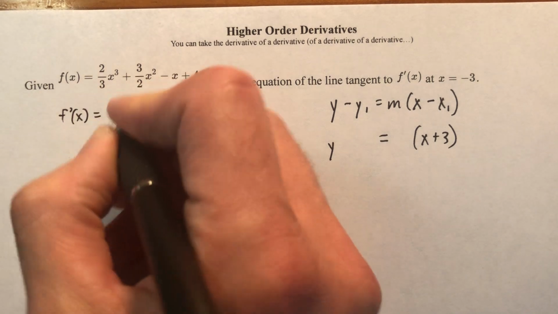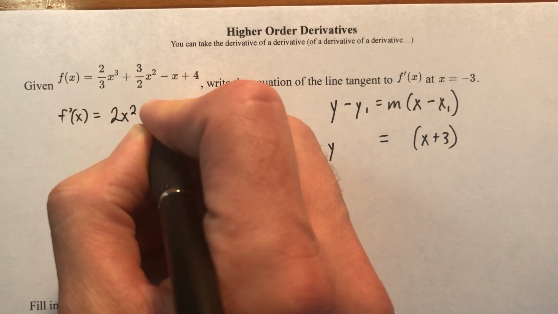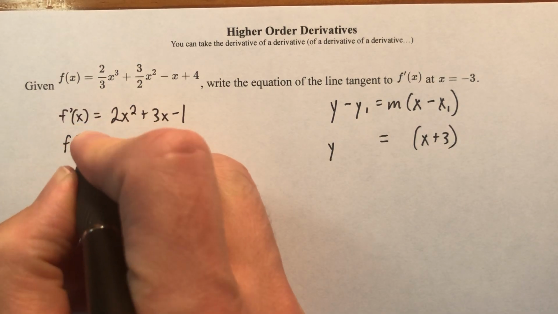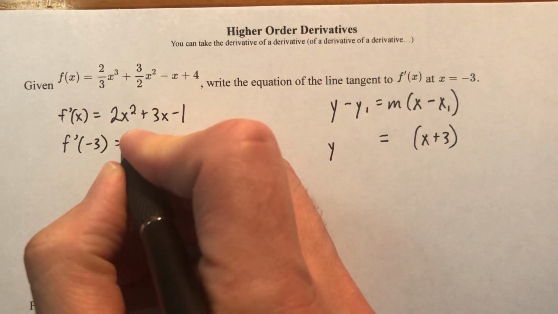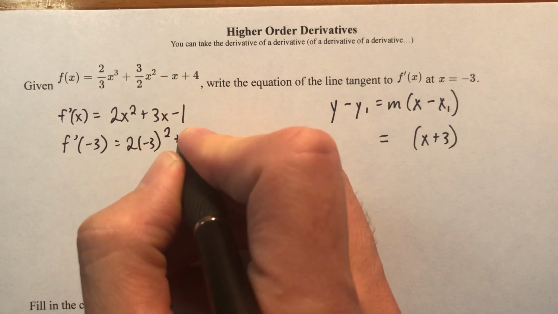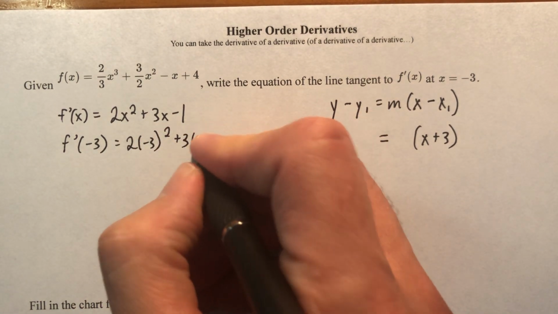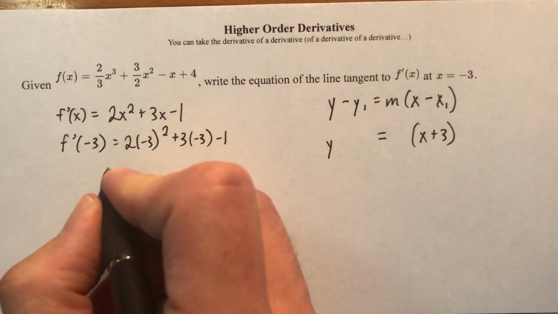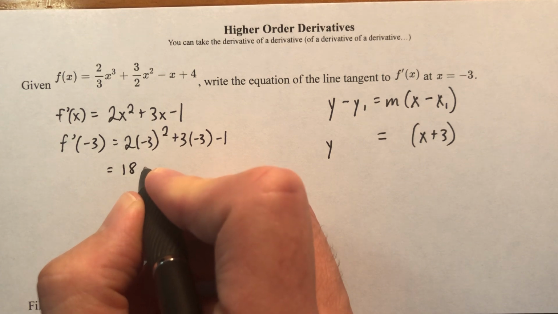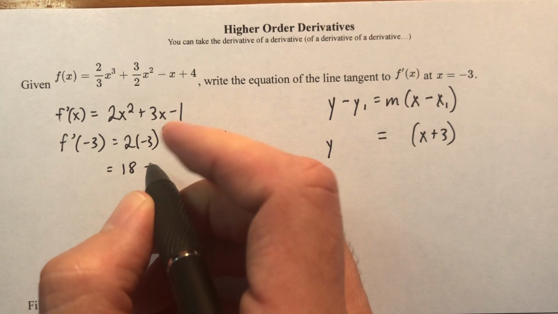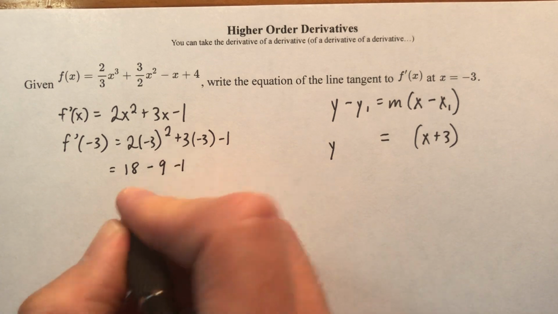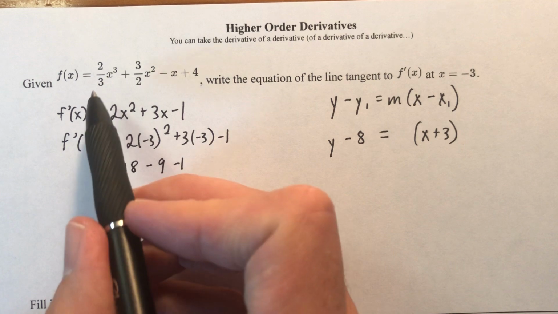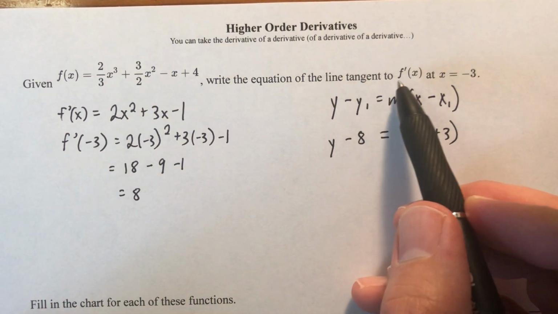So f prime of x is equal to 2x squared plus 3x minus 1. So f prime of -3 is equal to 2 times -3 squared plus 3 times -3 minus 1. And that is going to give me 18 minus 9 minus 1. That's going to give me 8. So y minus 8. Now again, we're not plugging -3 into the function. We're writing the equation of the line tangent to f prime.